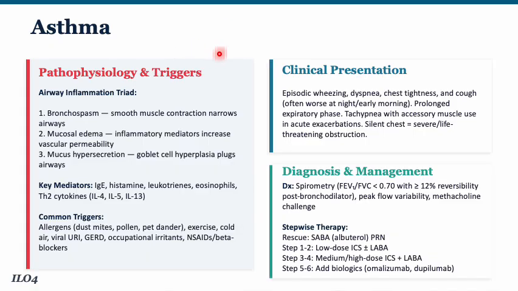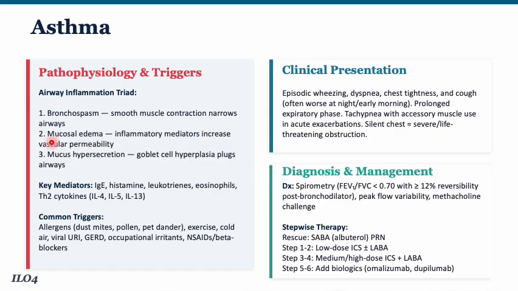So next we're going to jump into talking about some of the disorders that you'll mainly see when you're out practicing that affect the pulmonary system. This does correlate with instructional learning objective 4. We're going to discuss asthma first. So the pathophysiology and triggers we'll discuss. There is an airway inflammation triad. Number 1, you have a bronchial spasm, smooth muscle contracts, and it will narrow the airway.